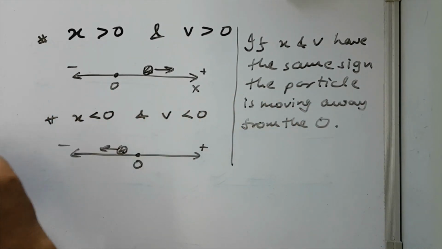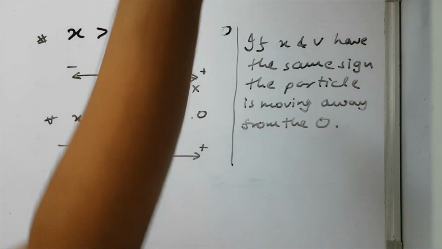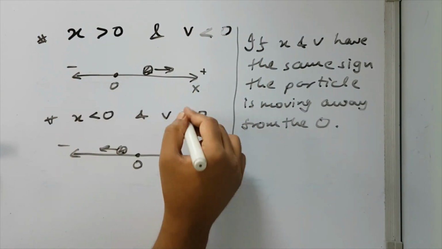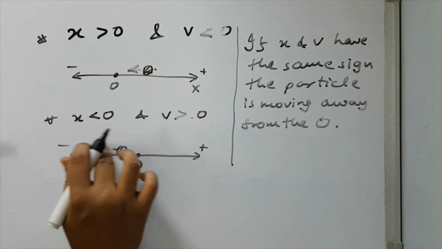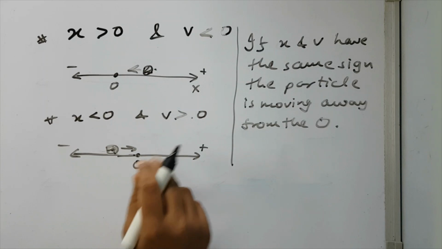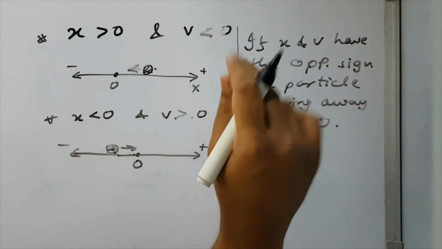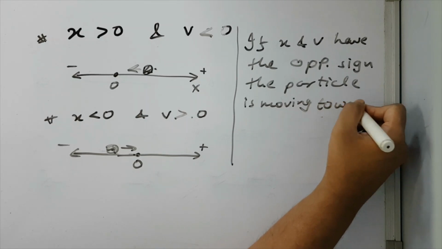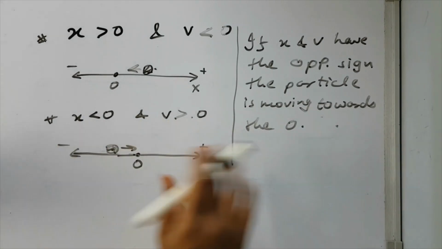Now, what about the opposite case? What if x is positive and v is negative, and the second case is x is negative and v is positive? You just need to flip the velocities. Here in this case, you could clearly see that the particles are moving towards the origin. So if x and v have the opposite sign, then the particle is moving towards the origin. Okay, hope you have understood all these concepts.